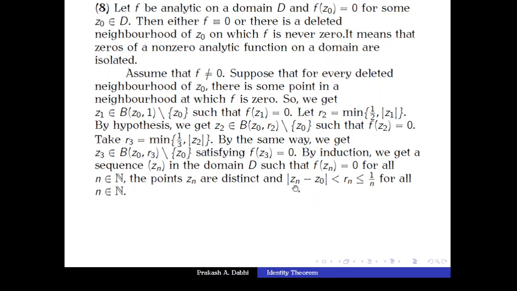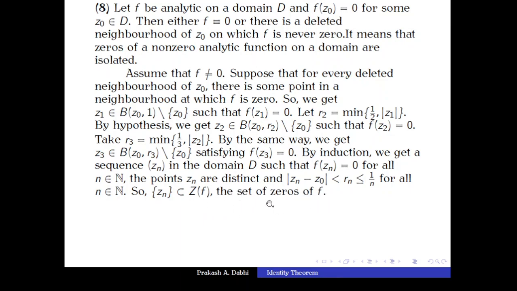So, since we are using induction, what do we get? |Zn minus Z0| is less than Rn, and Rn is less than or equal to 1 by n. This is what we are going to get for all n. Right. And so, because f of Zn is 0 for all n, the set Zn is contained in the set of zeros of f.